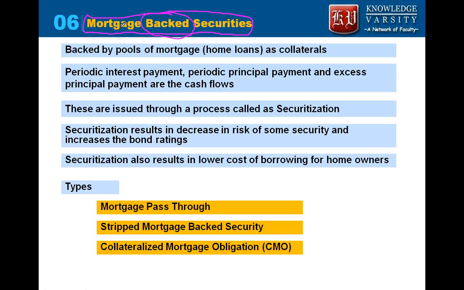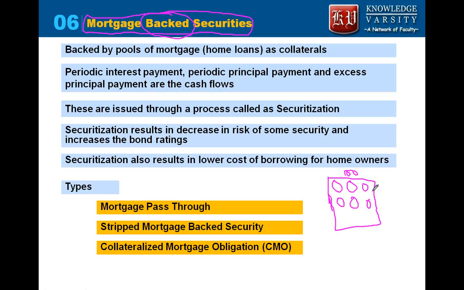In this, what happens is there are pools of mortgages created. So let's say you have a city where there are like 100 homeowners. They have taken small home loans, so they have taken all home loans. So this is a pool of mortgage.